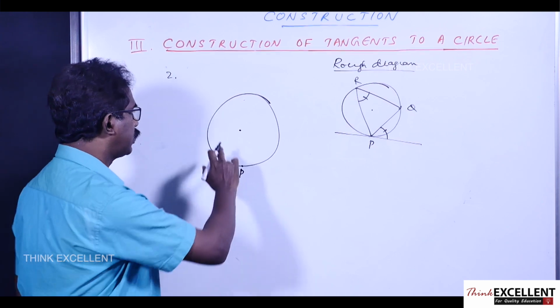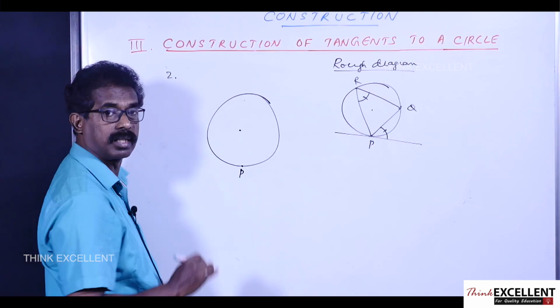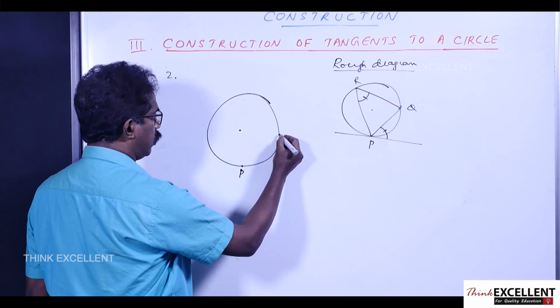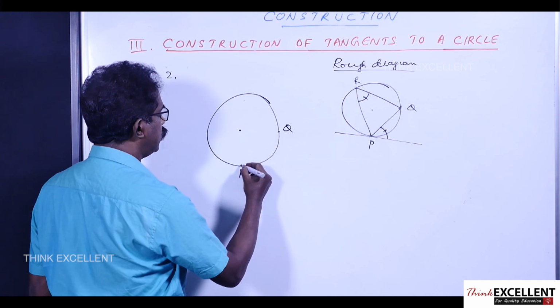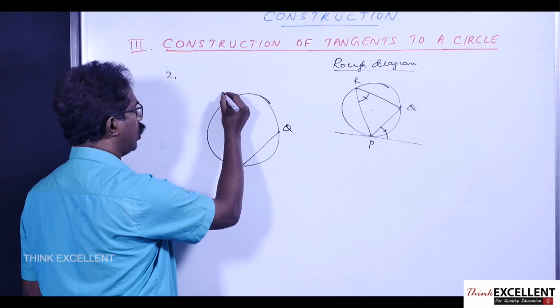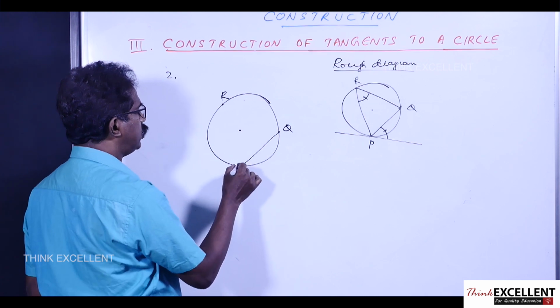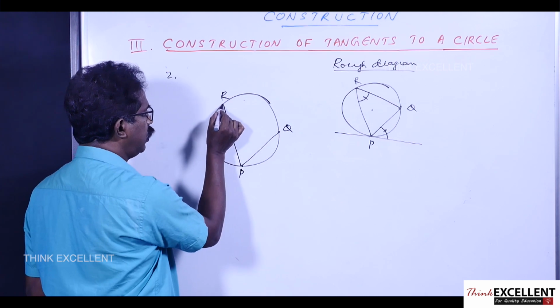That's all. Draw a circle of radius 4.5 centimeter. Mark a point P on the circle. Now mark a point Q on the circle. Join PQ. Then mark a point R on the segment and join PR and QR.